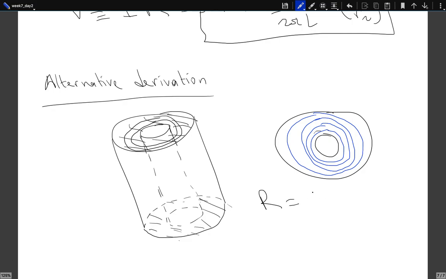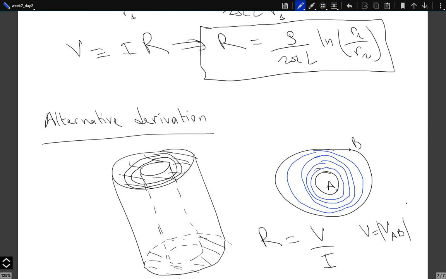Now, the definition of R doesn't change. It's V over I. V is the potential difference between the starting of the current and the end of the current. So let's say this is point A, this is point B. V is equal to V_AB, the absolute value, because I don't really care about the sign. Now, of course, this V_AB I can obtain by, well, this point and this point, in this given problem at least, have the same potential, so it's an equipotential surface. So the total potential difference between these two points will be the potential difference over here plus the potential difference over here plus the potential difference over here, etc.